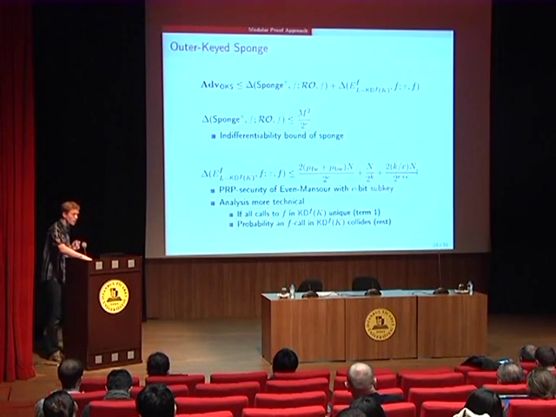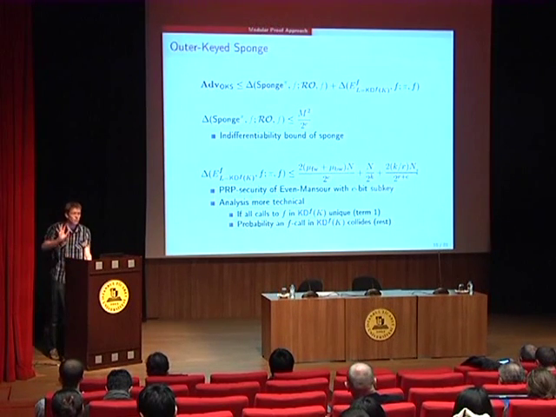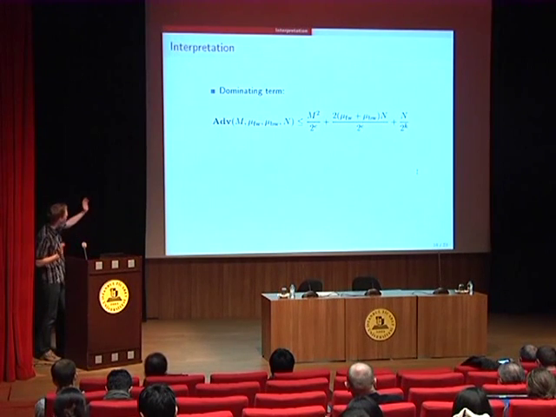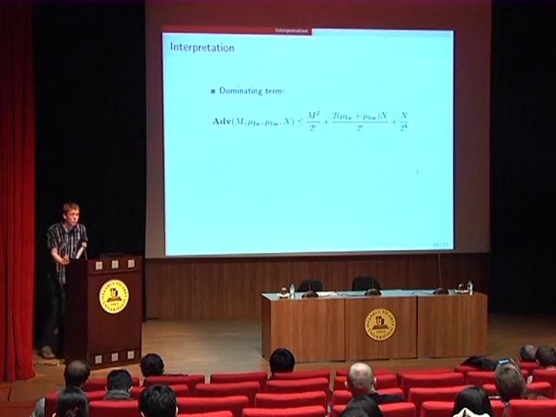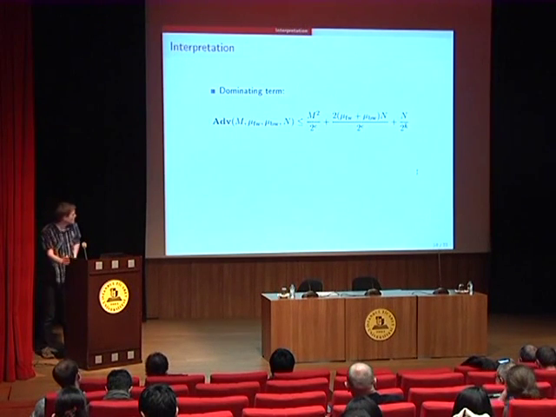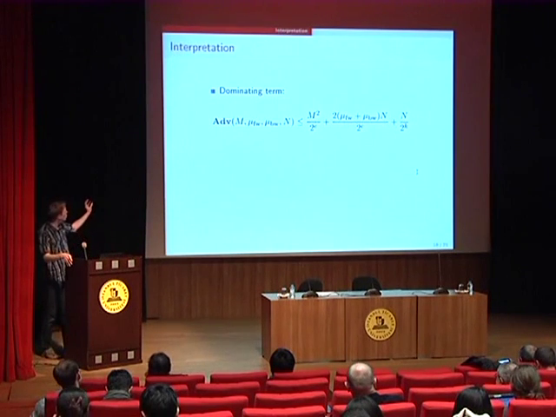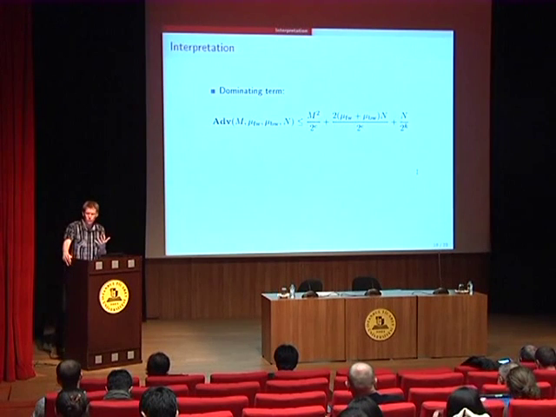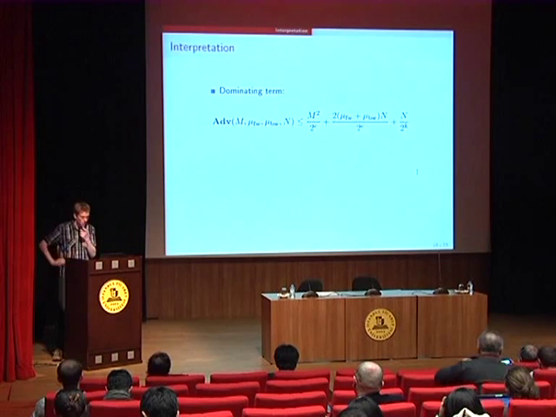And before proceeding, let me go to an interpretation of these bounds. So what we see is that the dominating terms in both the bounds, so for the inner keyed and the outer keyed sponge, the dominating term is M squared over 2 to the c plus 2 times the forward plus backward multiplicity times N over 2 to the c plus N over 2 to the k. Where M is the online complexity, mu forward and mu backward are the multiplicities which depend on the online complexity, and N is the offline complexity.